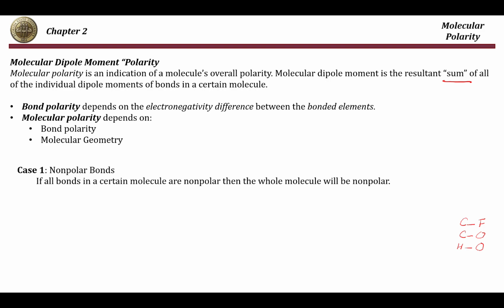So let's discuss the first scenario, which is a molecule that consists of nonpolar bonds. If a molecule consists of nonpolar bonds only, then in this case the overall polarity of the molecule will be zero, and the molecule will be considered as nonpolar. For example, in the case of C2H6, or any other hydrocarbon, the carbon-carbon bond is a nonpolar bond. The carbon-hydrogen bond is also considered as a nonpolar bond because of the small electronegativity difference between the elements. And that's why overall this molecule is considered as a nonpolar molecule. Why? Because mainly it consists of nonpolar bonds.